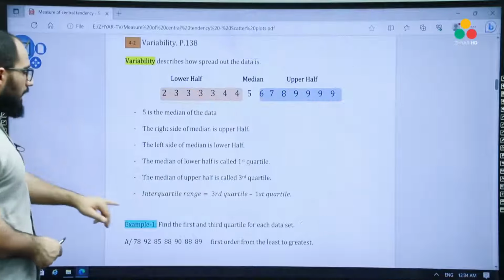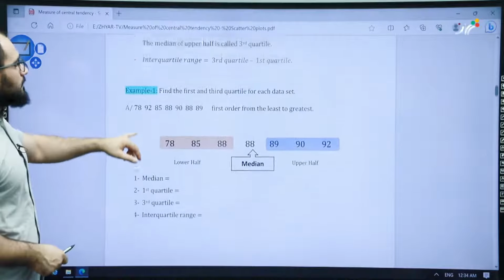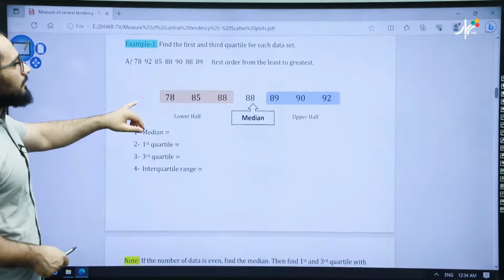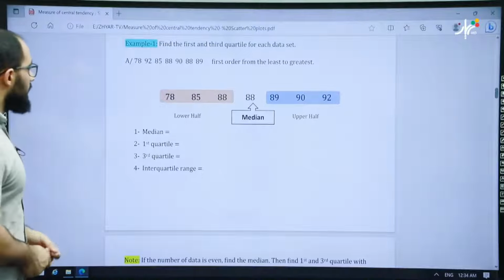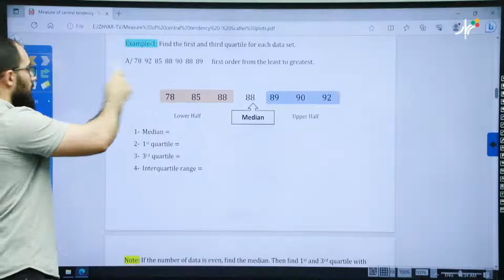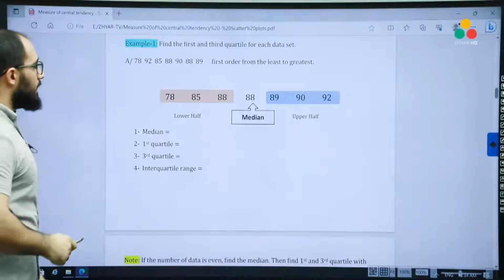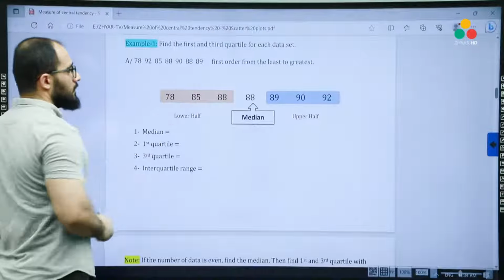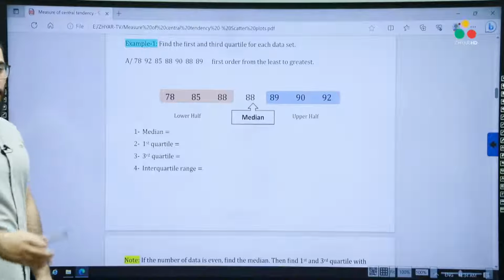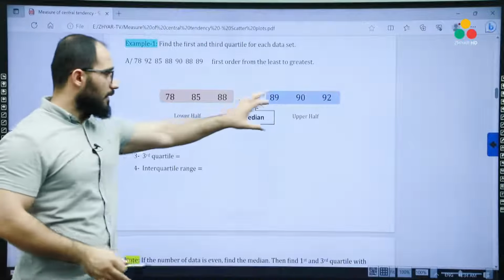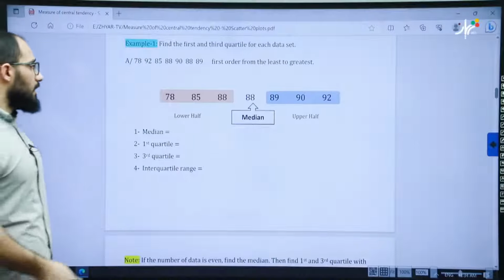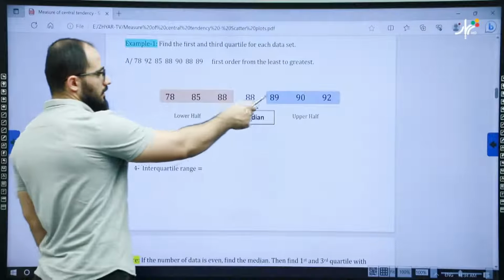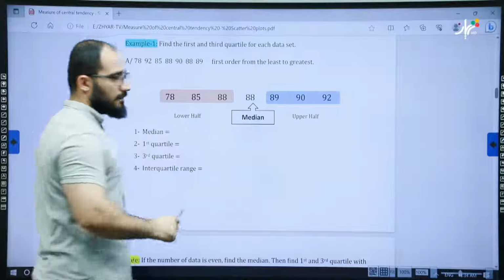Then we have an example. It says find the first and third quartile for each data set. We have this data: 80, 78, 92, 85, 88, 90, 88, and 89. I told you first that we are going to order them from least to greatest. So this is the order: 78, 85, 88, 88, 89, 90, and 92.